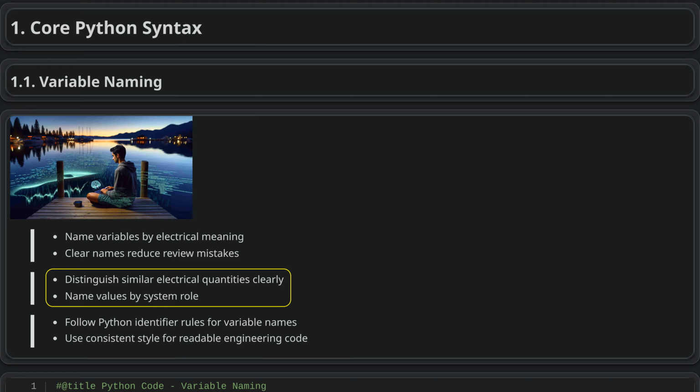Good variable names help separate similar electrical quantities, such as input, output, measured, and rated voltages. A clear name should show whether a value is a design limit, a real measurement, or a nominal rating. This makes programs for equipment like battery packs and motor drivers easier to understand and less prone to mistakes.